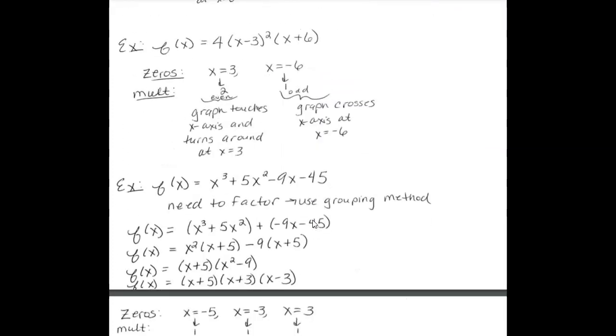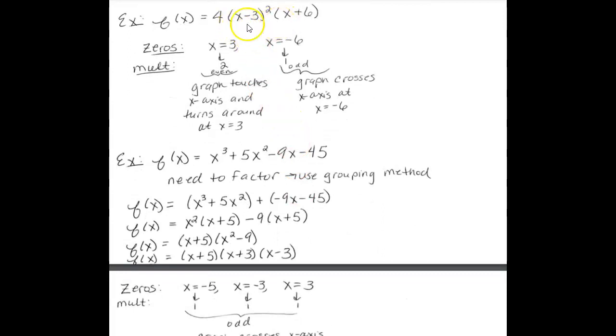So here's another couple examples of using that rule. In this example, this is also in factored form already. 4, that does not contain any variables with it. There's no x's attached to that 4, so that's not going to lead me to any solution. So I don't have to use this to find any of my zeros. So I only look for the factors that contain x. So this factor contains x. If I set x minus 3 equal to 0, I would get x equals 3. Its exponent is a 2, so that means its multiplicity is 2. That's an even number, so this graph will touch the x-axis and turn around at x equals 3, or bounce.